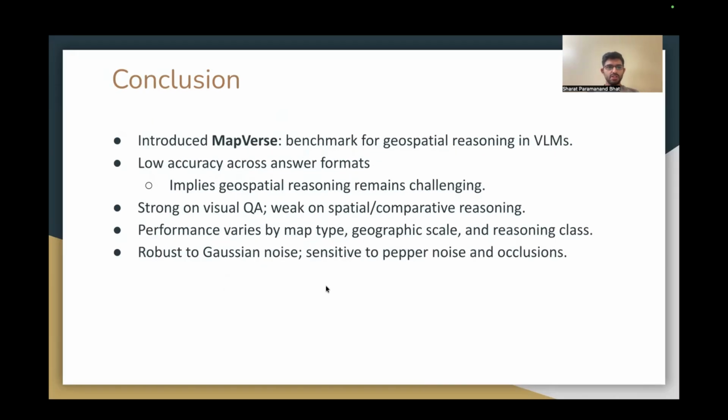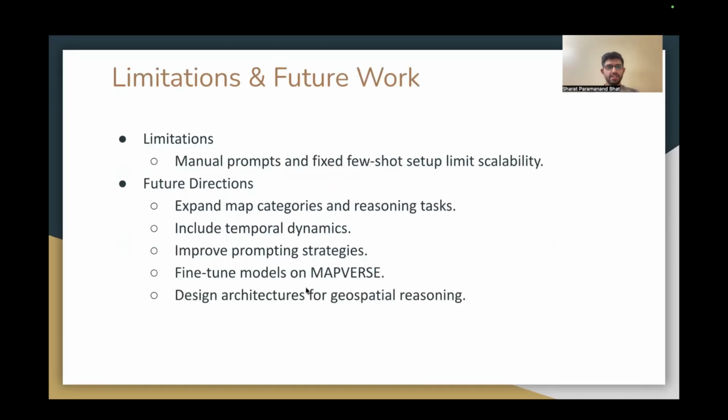To conclude, we introduced the MapVerse dataset that benchmarks geospatial reasoning in VLMs. The low accuracy across different answer formats indicates that geospatial reasoning still remains challenging. The limitations of our work were that we leveraged manual prompts and a fixed set of few-shot examples that ended up limiting our scalability.